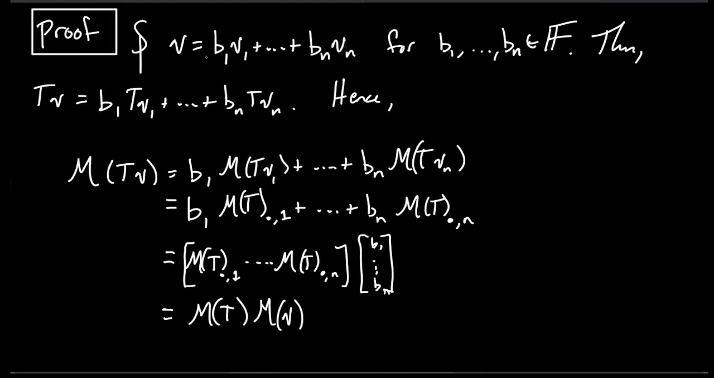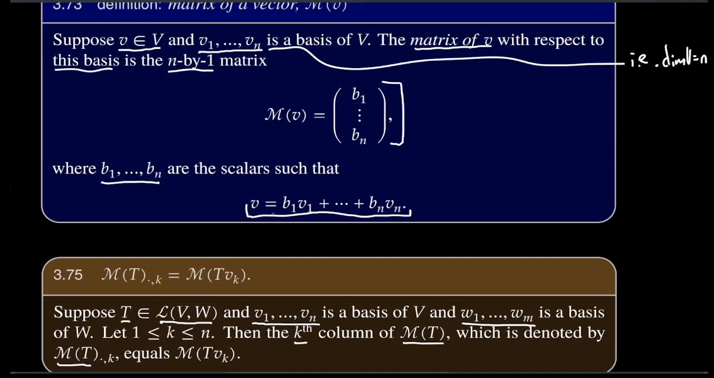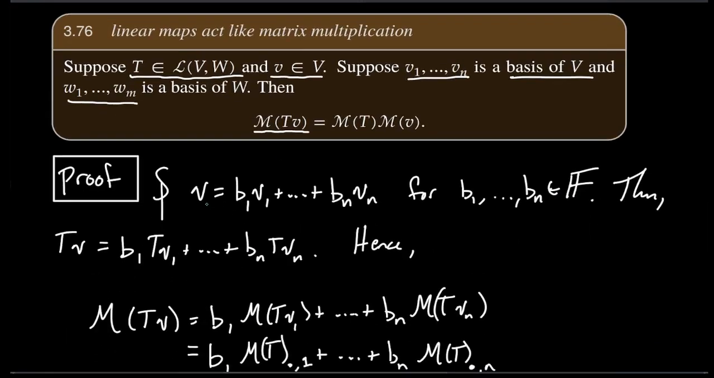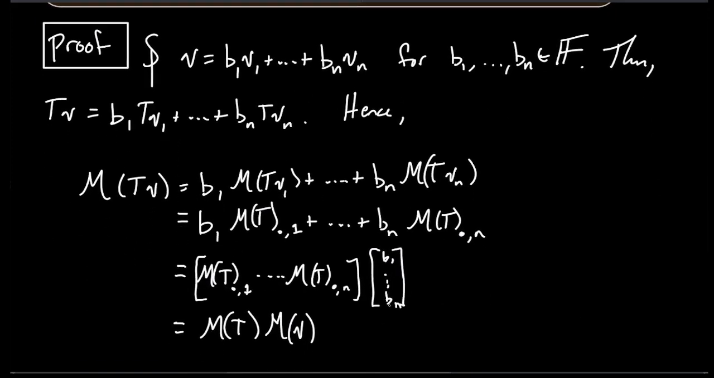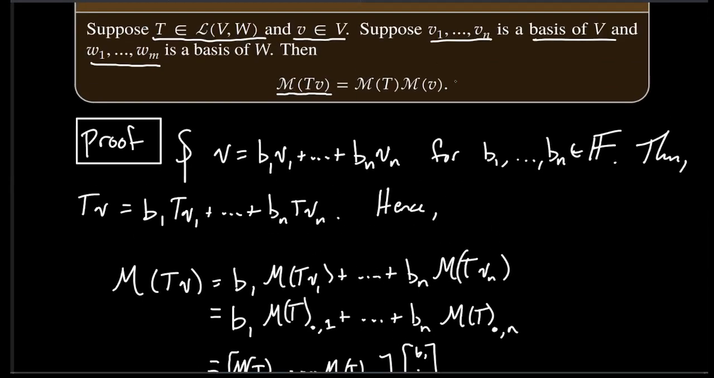V is this linear combination of v1 through vn. The matrix of T is precisely this b1 through bn, where v is b1 v1 plus all the way down to bn vn. So this vector right here is just the matrix of v with respect to the basis v1 through vn. Hey, matrix of Tv is matrix of T times matrix of v. That's what we wanted to show. We are done. Cool. Let's keep it going.